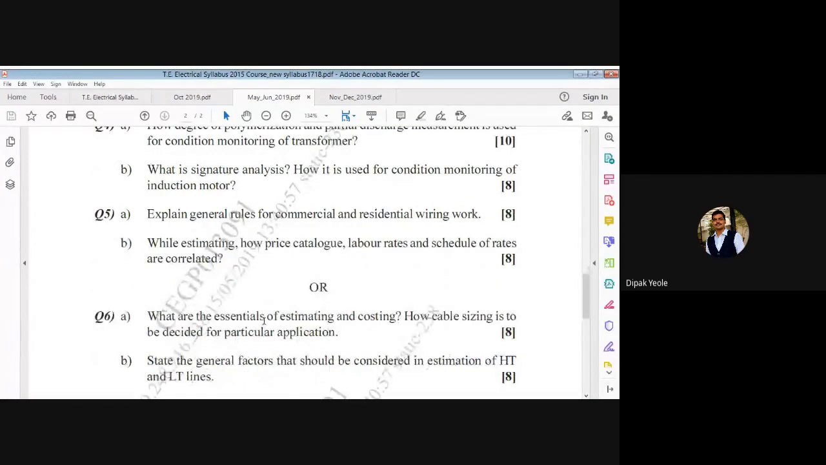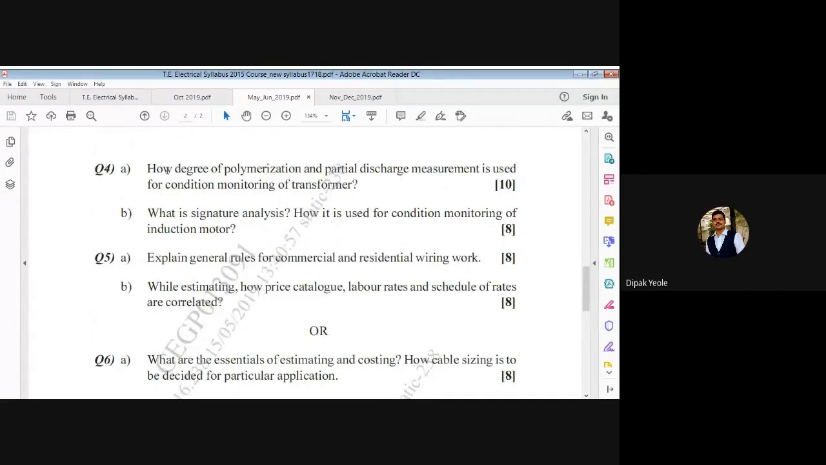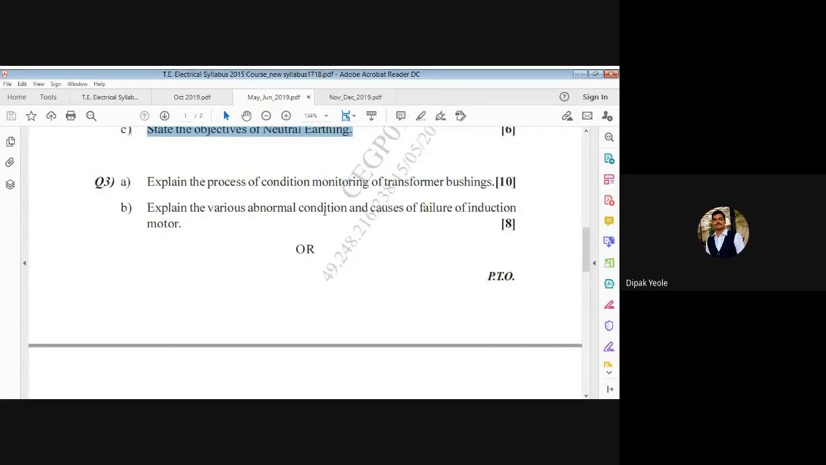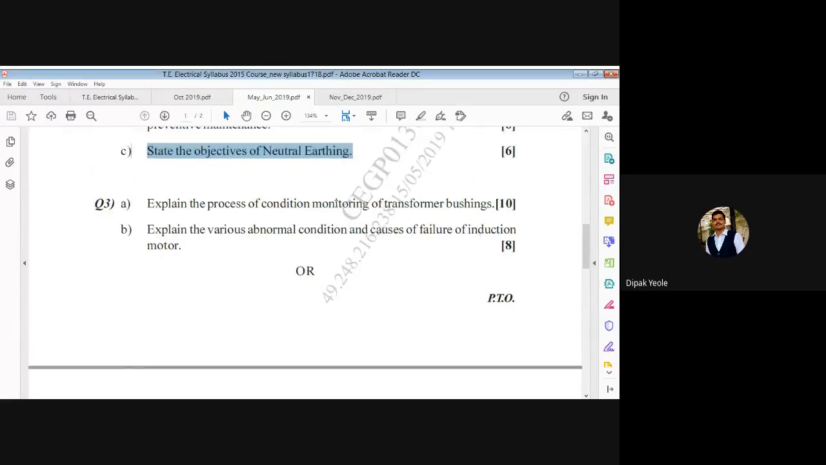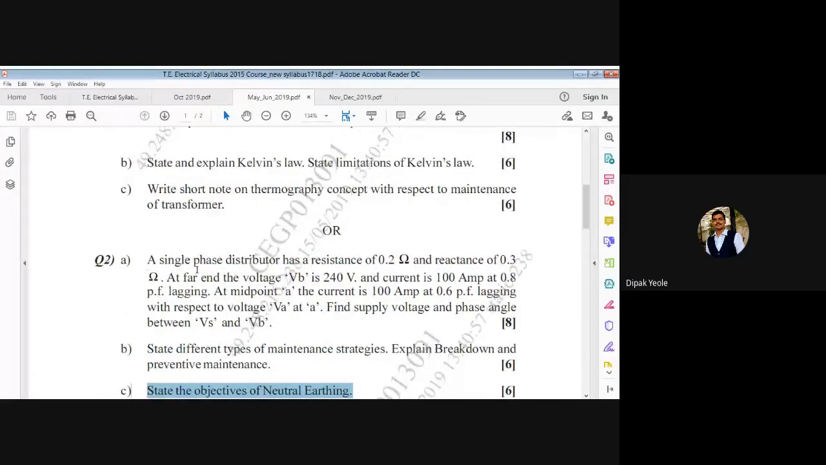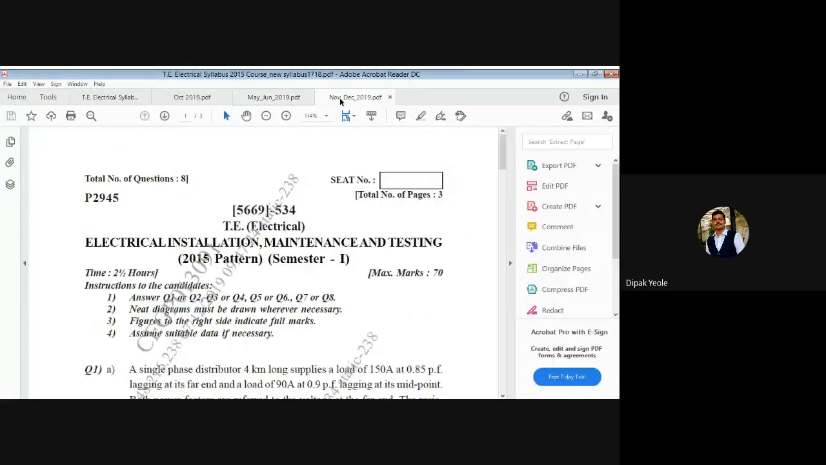Only that was the question from unit number 2. Okay, so there is no other question. Okay, condition monitoring is there, and various abnormal conditions of induction motor. That was the only question from this particular paper. Okay, so we will go for the third paper.